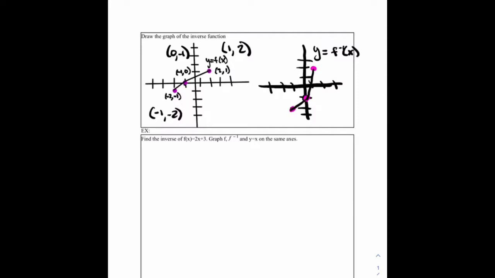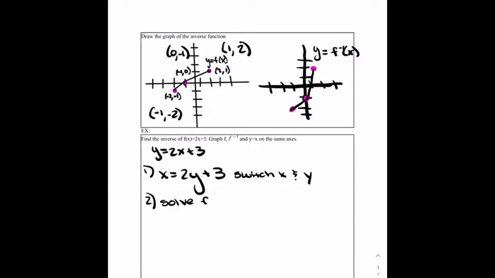So now when you're given an equation and you're trying to find the inverse, you just switch the x and y values. Right now, when we have f of x equals 2x plus 3, that's really y equals 2x plus 3. So step 1 is you switch the x and y values. So now we have x equals 2y plus 3. Step 1: switch x and y. Then step 2, we're going to solve for y.